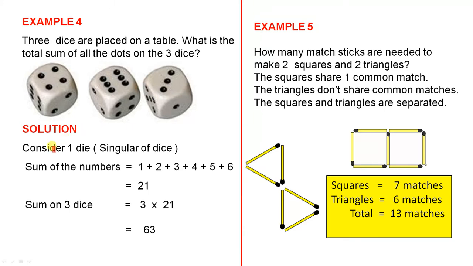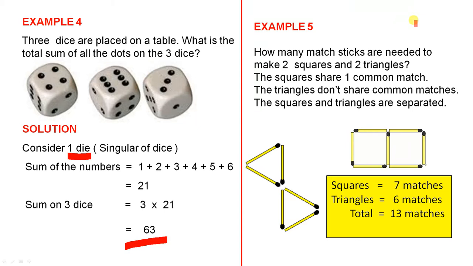Here's the solution. Consider one die. That is the singular. We've done that before. The singular of dice is die. On one of these, the sum of the numbers are 1 plus 2 plus 3 plus 4 plus 5 plus 6. So when we add all those up, we get 21. Since there are 3 dice, the total sum will be 3 times 21, and that's 63. So all the dots for all these 3 dice add up to 63.